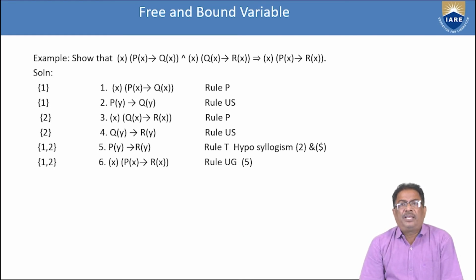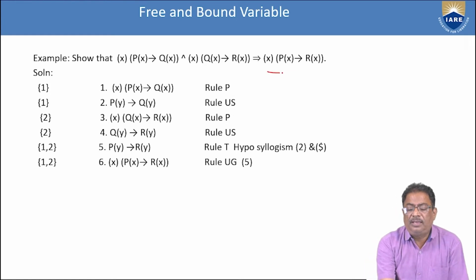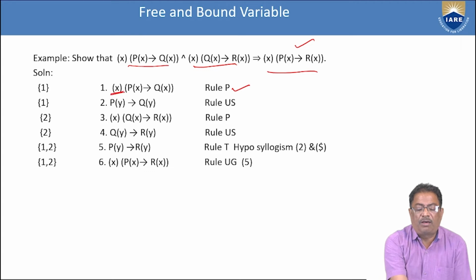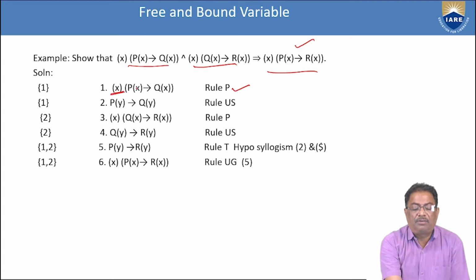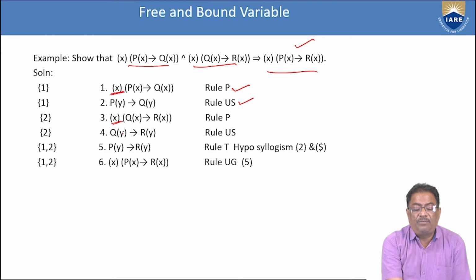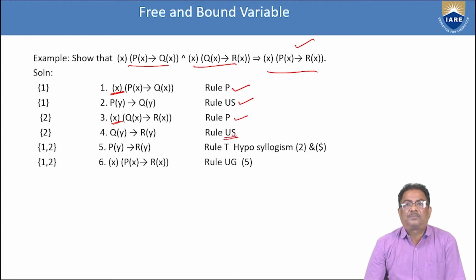Now let us consider the other problem. Show that for every x, if P of x then Q of x, and for every x, if Q of x then R of x, implies for every x, if P of x then R of x. So here and here these are the two given premises. From the two given premises we are going to get this. So here it is given, for all will be there. So I am going to take a particular value. So we are going to apply universal specification. So here also for every will be there. So this is the given. One particular value, so universal specification.